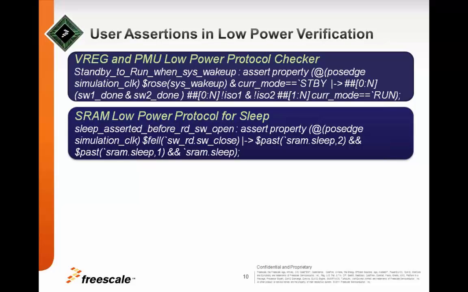Another flavor is we have the SRAM low power protocol for sleep. This property is basically checking that the SRAM sleep signal, which acts as an isolation between the periphery and the array, is asserted prior to the opening of the switch, and thus ensures that the array contents are not corrupted and the array is isolated prior to the removal of power from the memory.